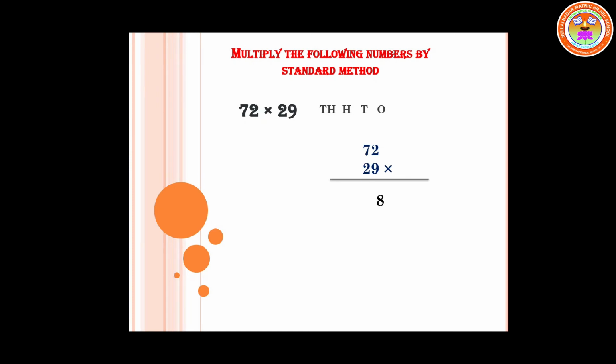So 2 with 9. 2 into 9 is 18. So 8 is written down and 1 is carryover. Next 7 should multiply with 9. 7 nines are? What is 7 nines are? 63. Yes. 63 plus 1 is 64. Yes. Now we have completed 72 multiplied with 9. So 1's place is over.